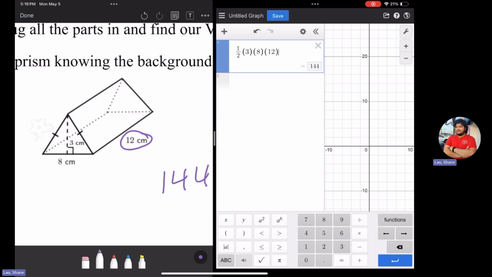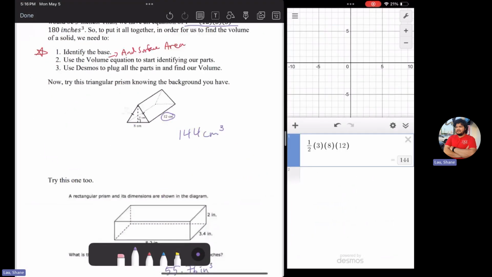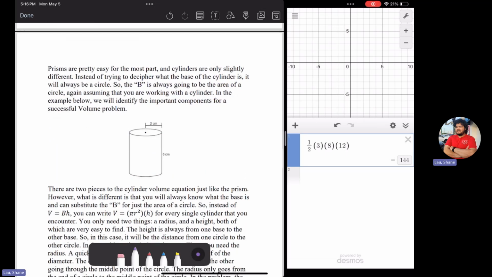Notice that 1/2 times 3 times 8, that's my capital B. 12 is my h here. So don't make it more confusing than it needs to be. Again, especially with the prism, it is very easy. Prism is a lot easier. Multiply the 3 values. So the prism is pretty easy for the most part.